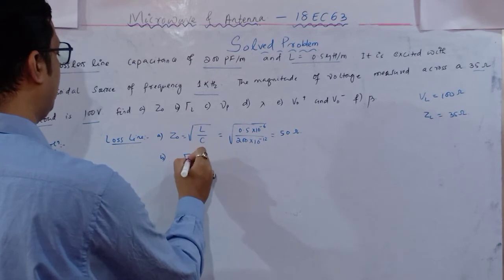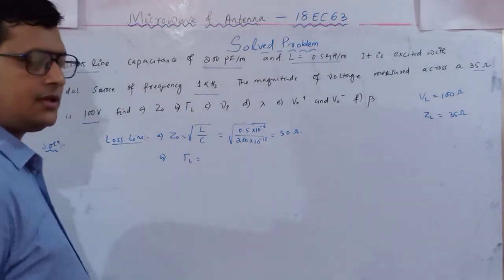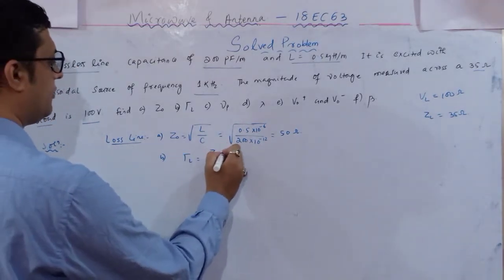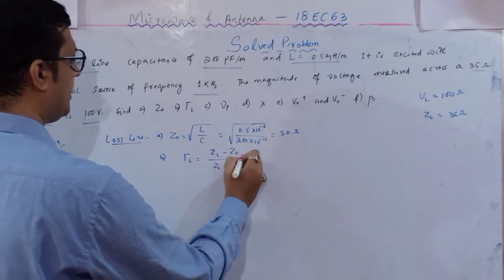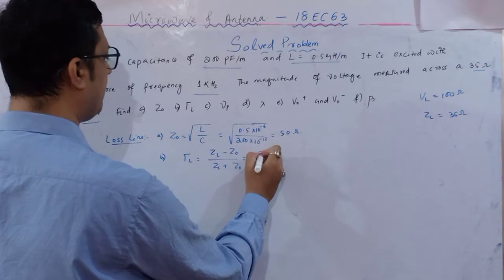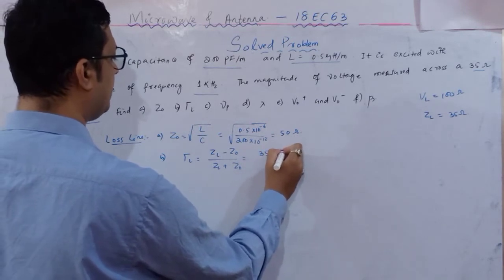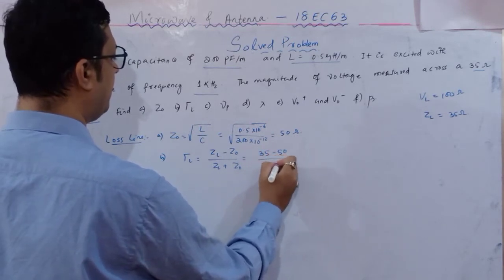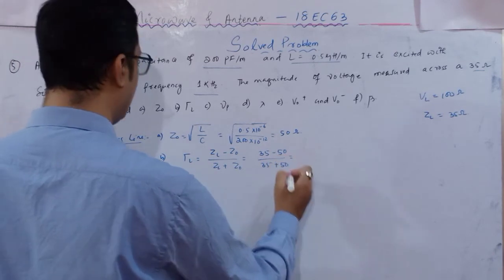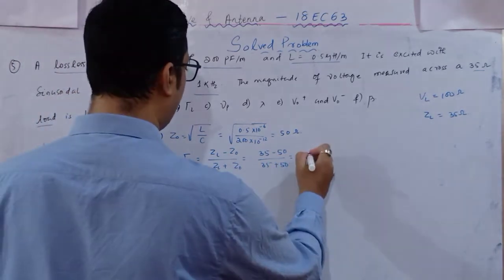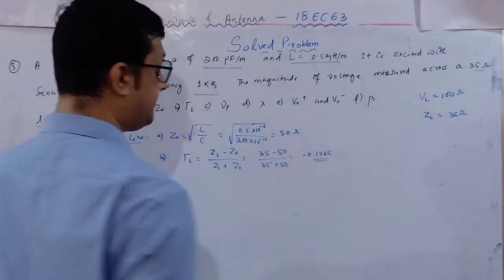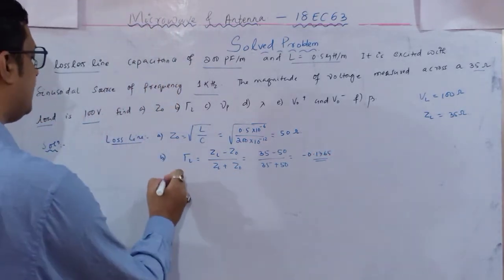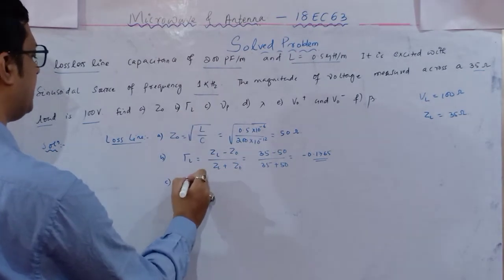Second, what is the reflection coefficient at load? Now the reflection coefficient at load is (ZL minus Z0) divided by (ZL plus Z0). So ZL is 35 ohm, minus 50, divided by 35 plus 50. So the reflection coefficient we will get is near about minus 0.1765. Done.